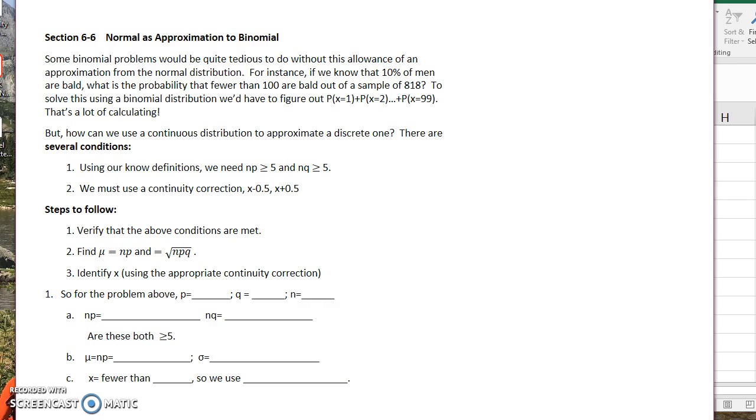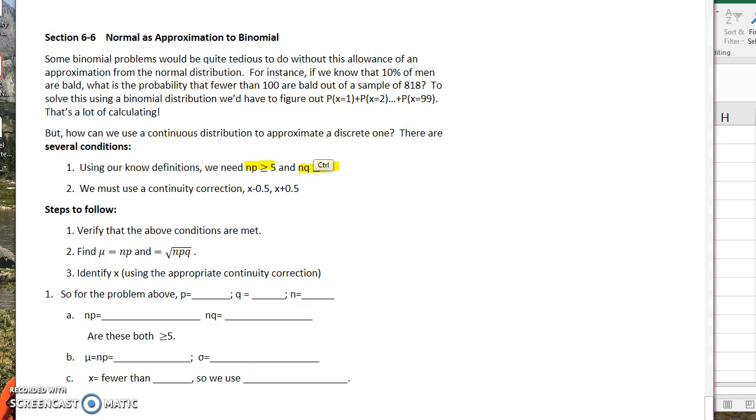Now there are a couple of things that need to be true for us to be able to do this. N times P, where N is the number of trials and P is the probability of success, must be greater than 5. And N times Q must also be greater than 5. We need to check that those criteria are met before we can use the normal distribution to approximate the binomial.